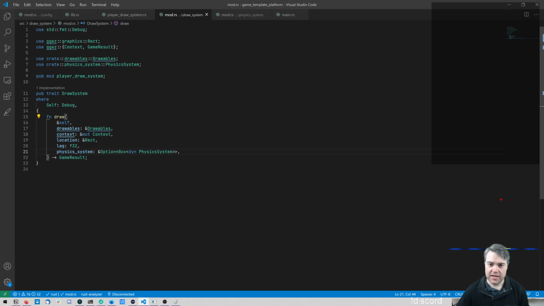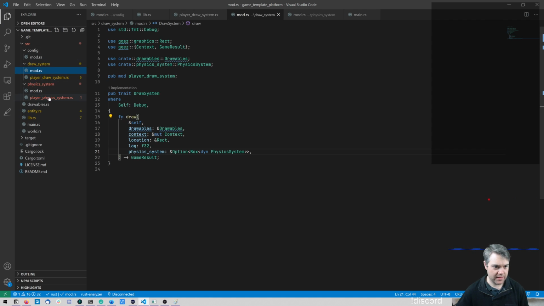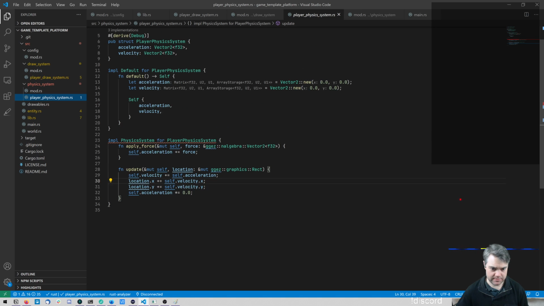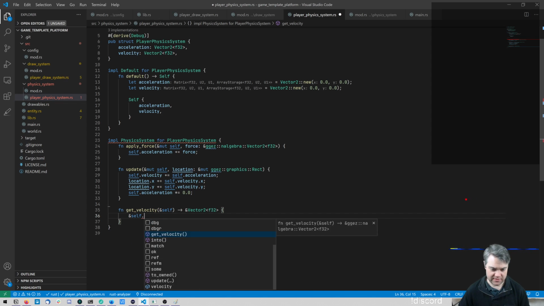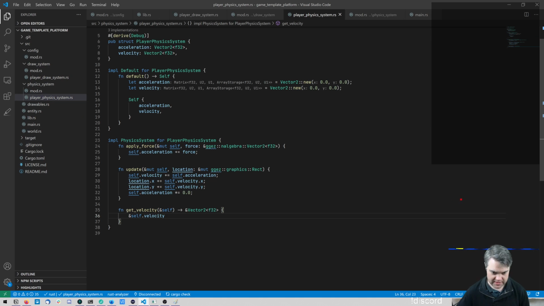Okay. Then we need to, so what's next? Come over here to the player physics system. We need to implement our missing member, get the velocity, and we're returning a reference to the vector. So that's going to be just a reference to self.velocity. And that's that. Now, no more errors.